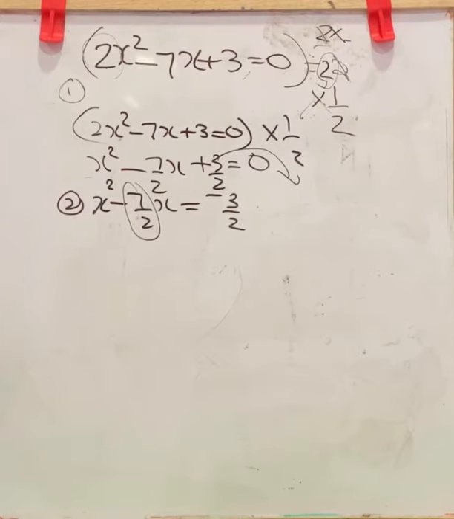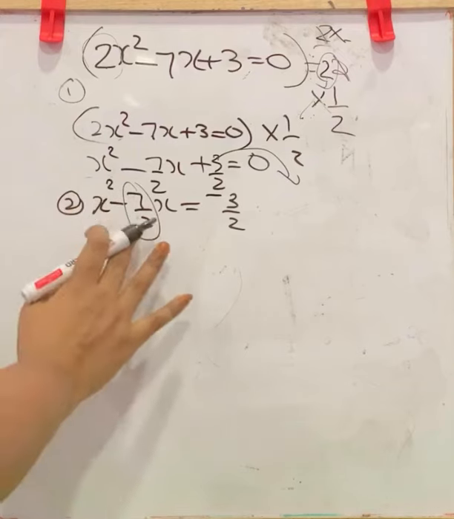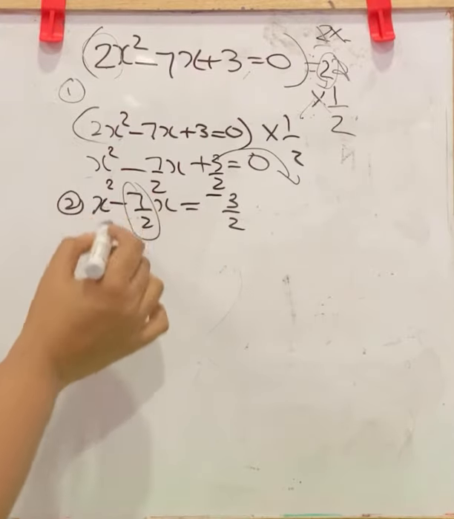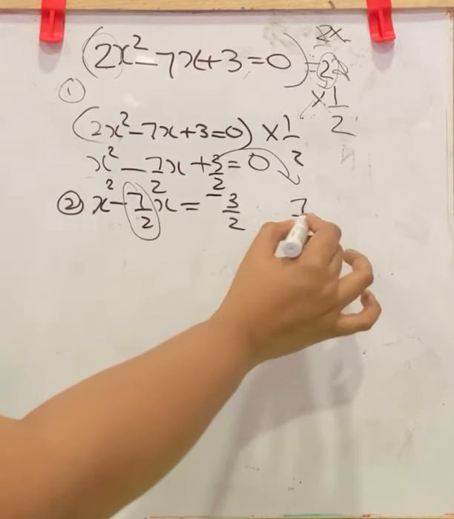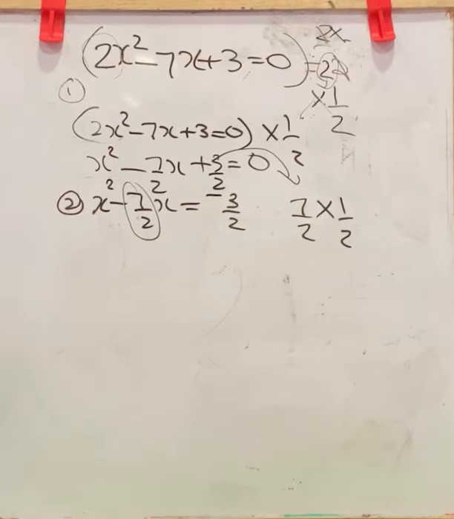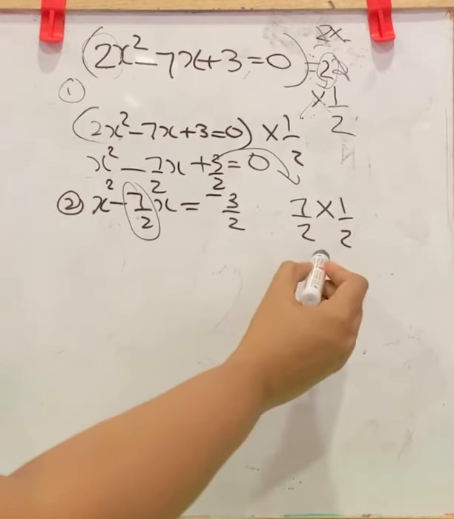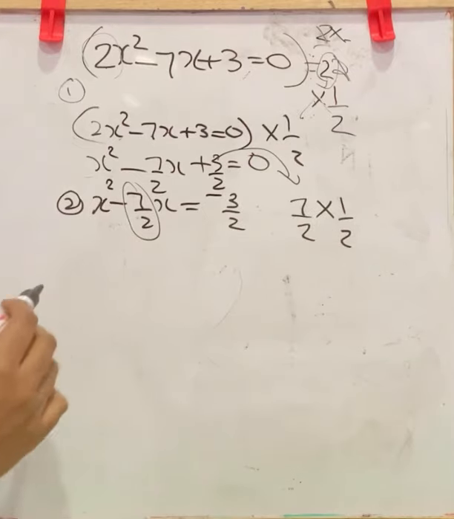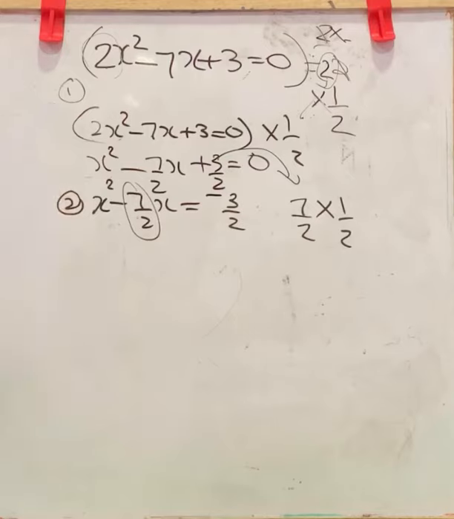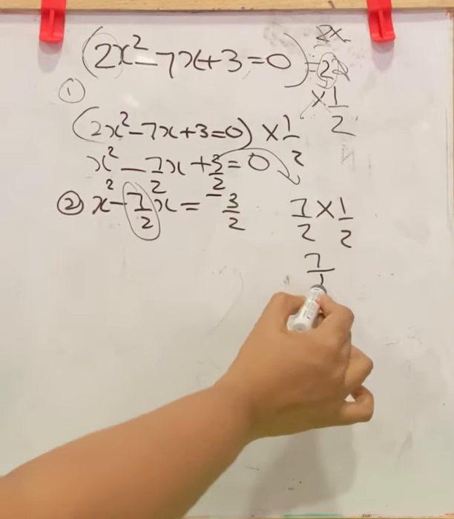Now next step, you have to check the coefficient of the x term. Here it is 7 by 2. We don't want to consider the sign. We just want this coefficient part, 7 by 2, without sign. Then the next thing you have to do is multiply it with 1 by 2. Then you will get the result 7 by 2 into 1 by 2. Whatever you get, you multiply it with 1 by 2. That is 7 by 4.